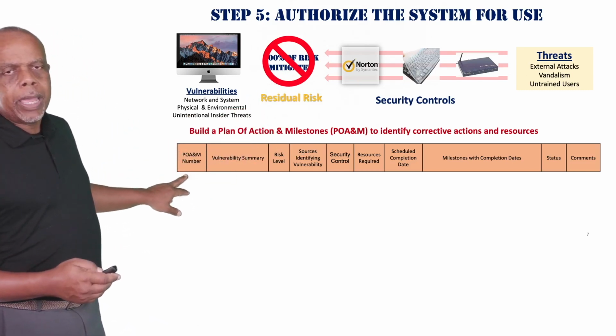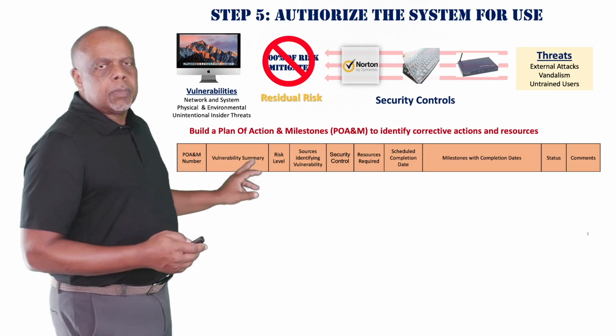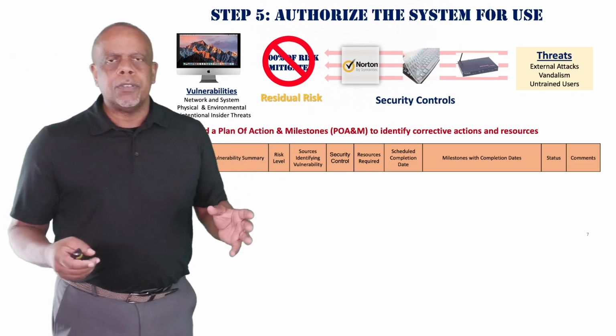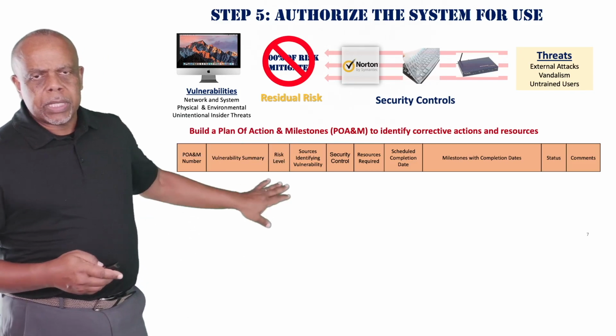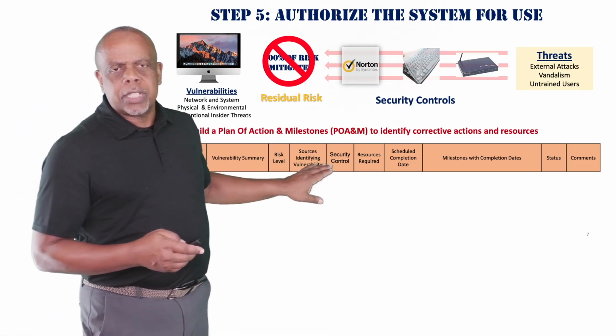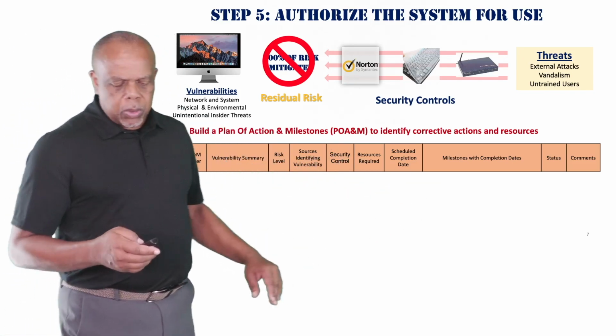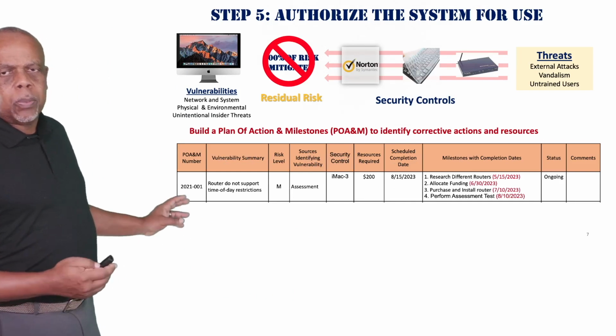That's why I came up with a POAM number. And now, what is the vulnerability summary? Basically, a brief statement of what that residual risk is. The risk level, the source identifying the vulnerability, and we're going to go through each one of these. And I think it makes more sense if I just open this up, okay?